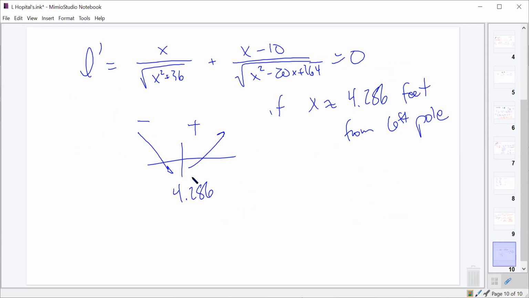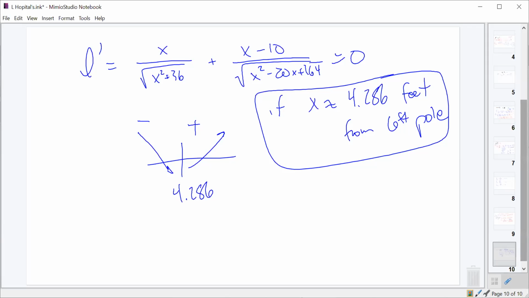So we don't have to plug it back in and find the length of the cable. I don't know, maybe the problem said to do that? I think so. That's not that hard though. Yeah, if it said to do that, then just plug that number into the original length equation. But if it doesn't, then this is good enough. Any other questions?